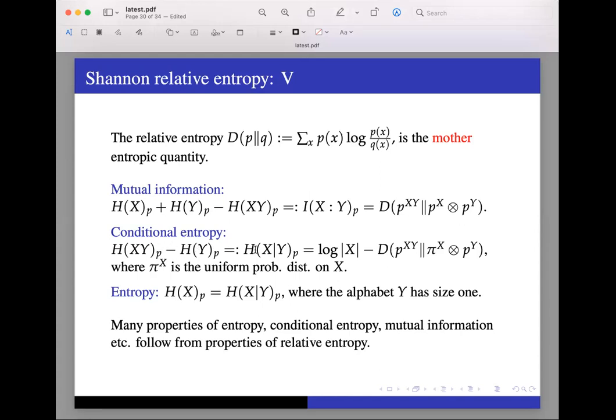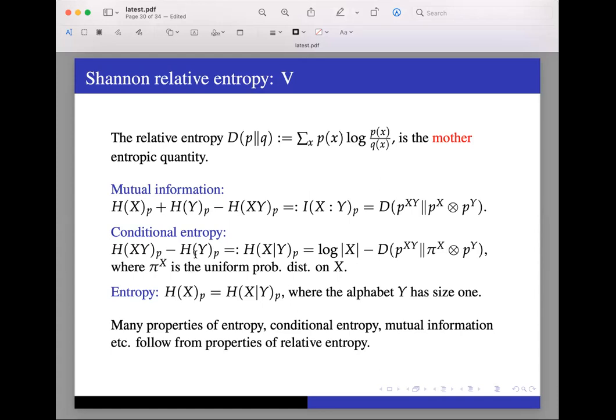The conditional probability distribution is defined like this. The conditional entropy, entropy of X given Y, which is defined by the expression on the left, turns out to have this expression, the relative entropy. So take the joint probability distribution Pxy and look at the relative entropy with respect to this product of probability distributions: the marginal on Py times the uniform on X. If you do this, and then there's a little bit of logarithm and subtraction, you'll get this quantity. Again, easy to check.